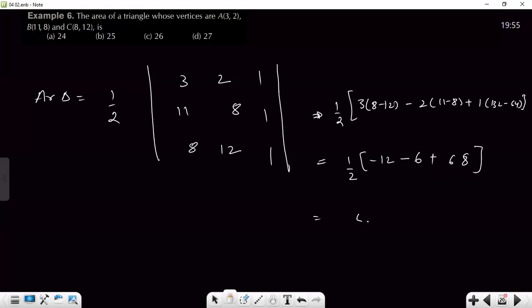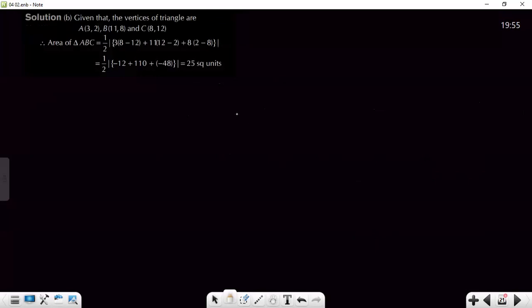68 minus 18 is 50 divided by 2. That becomes our answer as 25 square units. Which is option number B. Let's check whether our calculation is correct or not. Yes, absolutely correct.